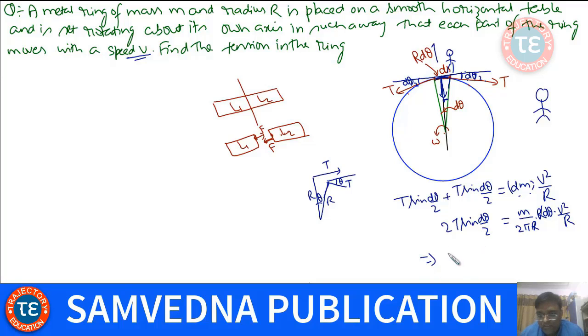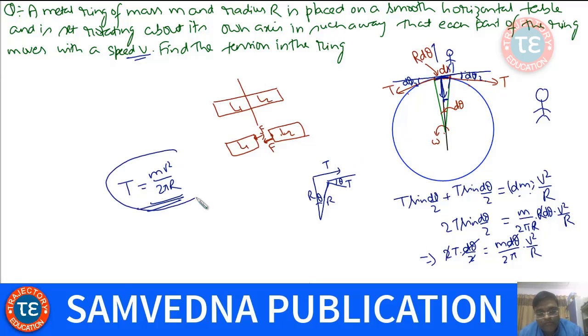R will cancel out, and this d theta is very small, so sine d theta by 2 is d theta by 2, so that is m d theta upon 2 pi v square by r. So d theta will cancel out, 2 will cancel out, so tension is mv square upon 2 pi r. Getting a point? That's the tension developed in the ring.